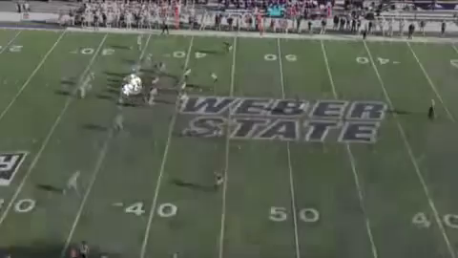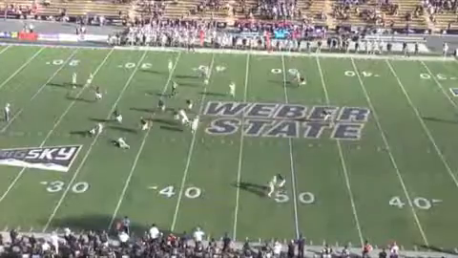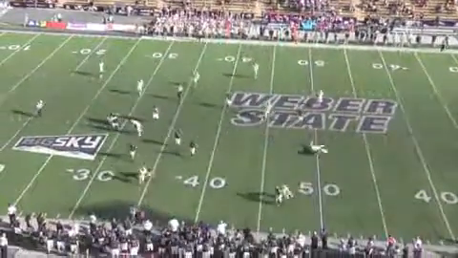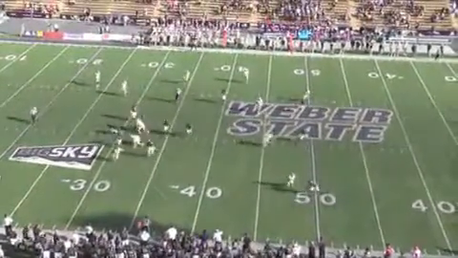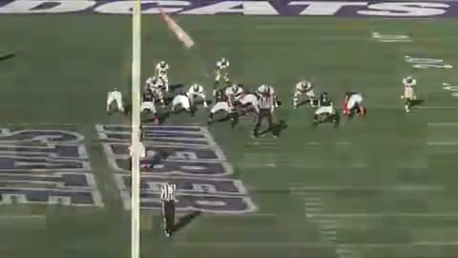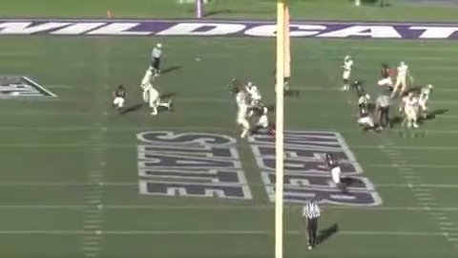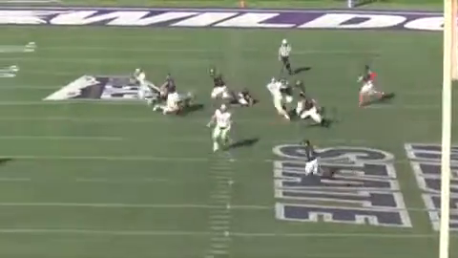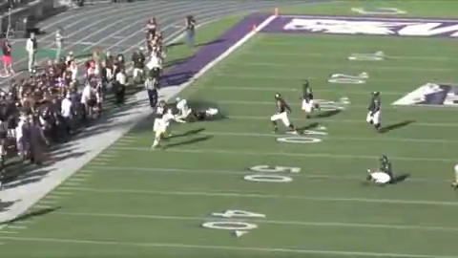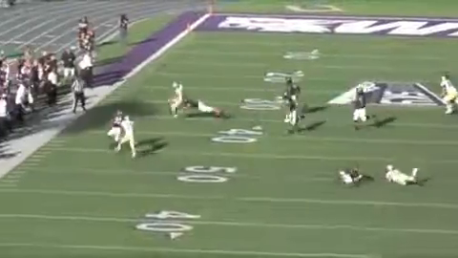Watch the block by the right guard. Again, it's downfield. Maybe the head's inside the 10 and 2, but the angle is not. This is a foul. Again, the angle's too perpendicular.